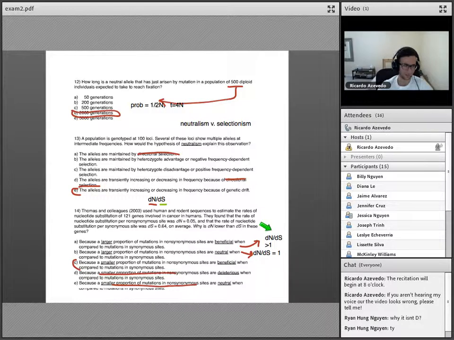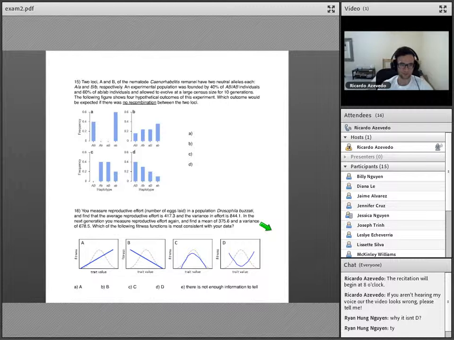Okay, so apparently I have answered that question. So let's go to question 15. I think that would be the last one from this exam because you don't know about quantitative genetics yet.